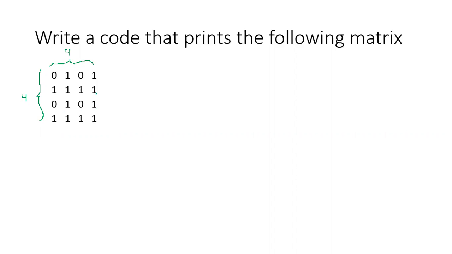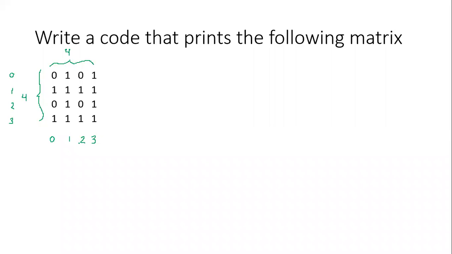We need to remember that they are 0 indexed. What does that mean? It means this has the index 0, this has number 1, this is 2, and this is 3 for the rows. And for the columns, this would be 0, this would be 1, this is going to be 2, and this is going to be 3, right? So that is what we have.